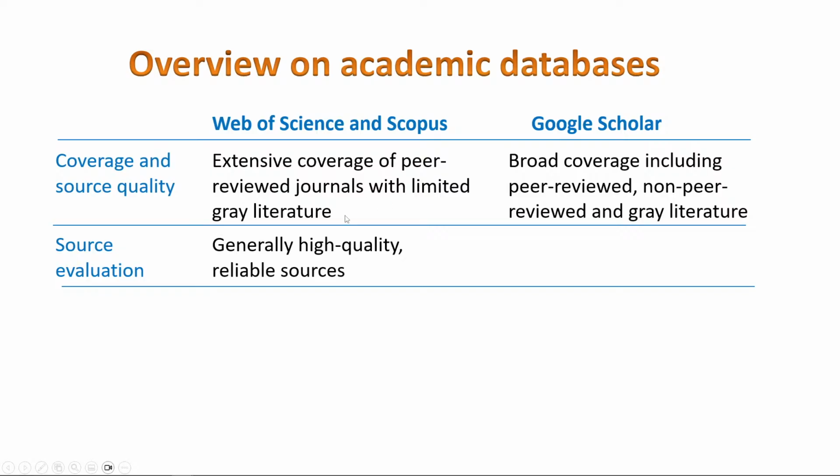Source evaluation: generally high quality, reliable sources. I say generally because some journals will still not be very rigorous in peer review, but they still have high impact because their articles get cited a lot. So you will still find some of these journals in Web of Science and Scopus.